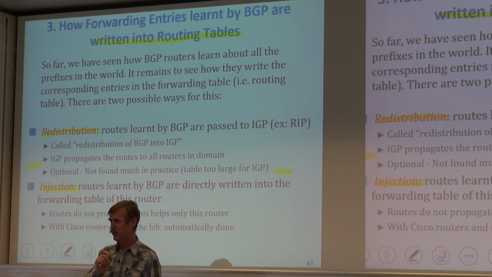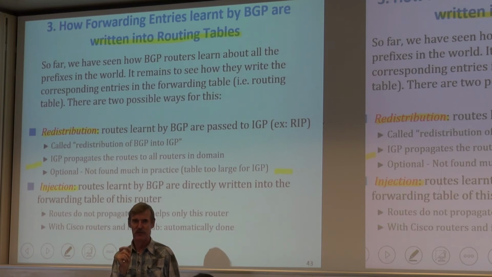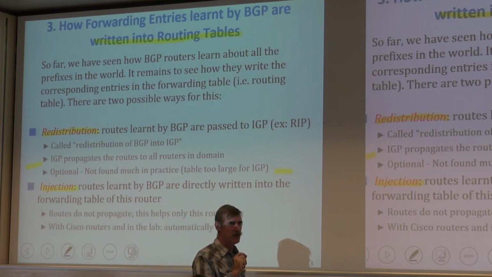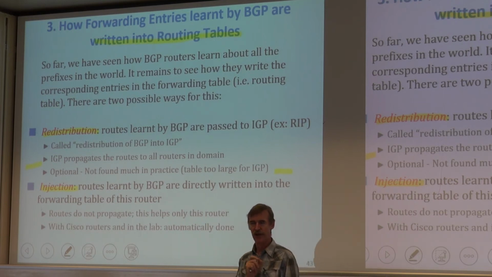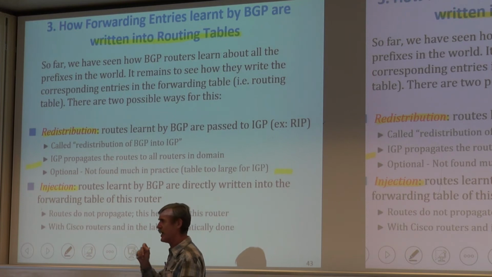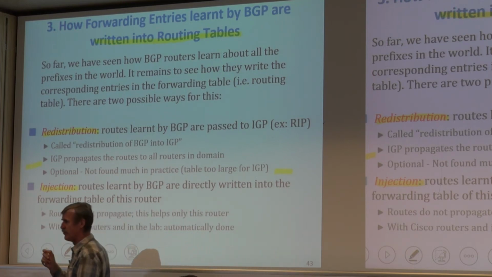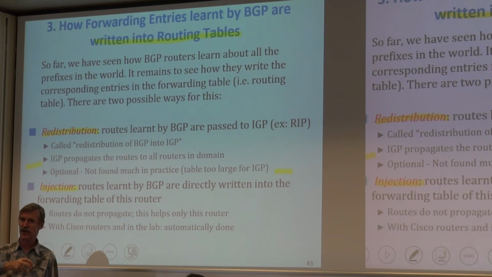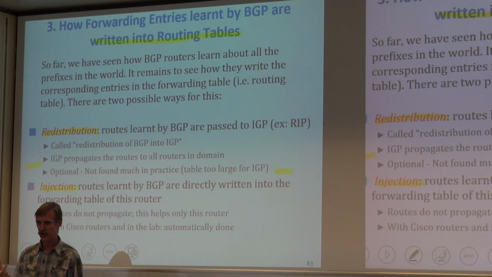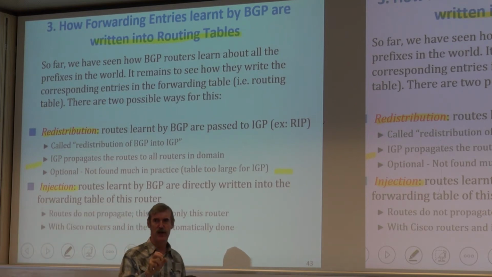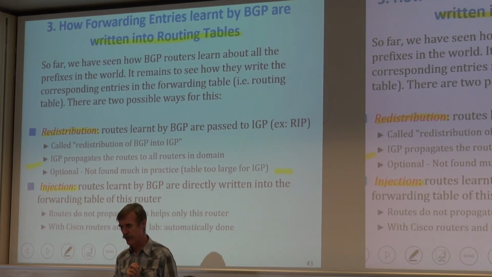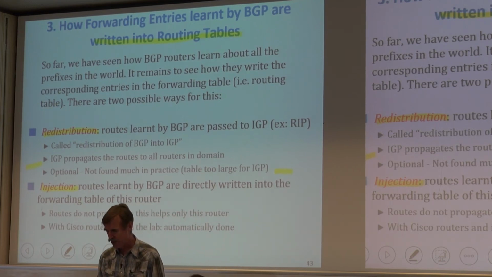So right now it's important to learn the difference between those words that in practice might mean exactly the same thing. But in the context of routing protocol, please make the difference between redistribution, which means passing from something into all the databases that a routing protocol has some information, that's called redistribution, from injection. Injection means you directly write into a forwarding table. The main difference is that the routes that are injected, they don't propagate. It helps only this router.